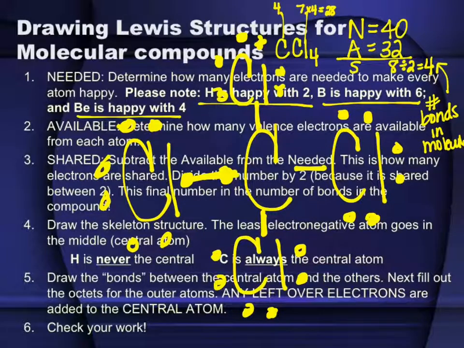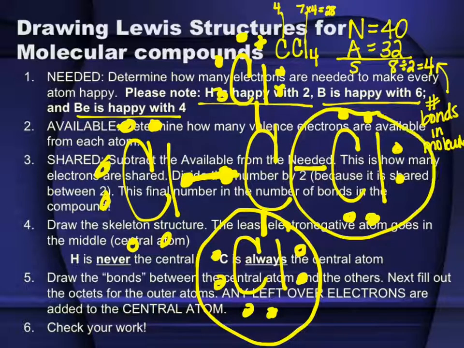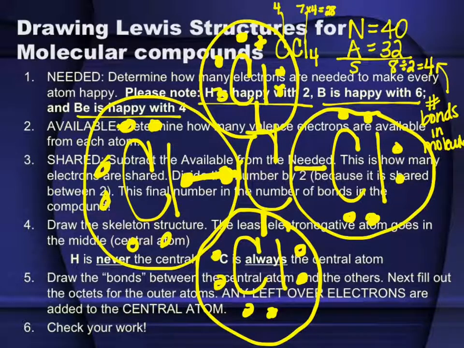Now you go, wait, but there's 6. 1, 2, 3, 4, 5, 6, 7, 8. So chlorine's 8 are right here. This chlorine has 8. This chlorine has 8. This chlorine has 8. And carbon has 8. So the line means 8 electrons total, and a line means 2 electrons.